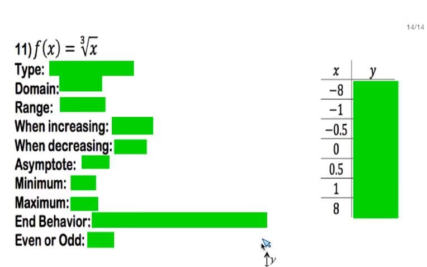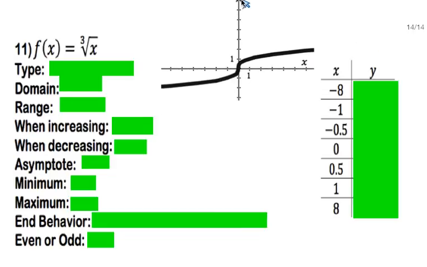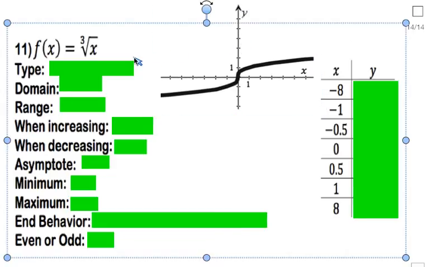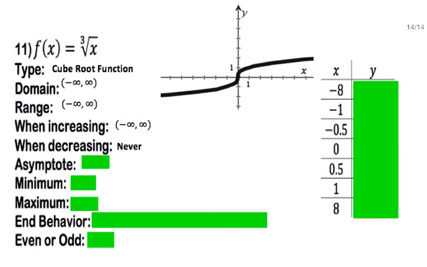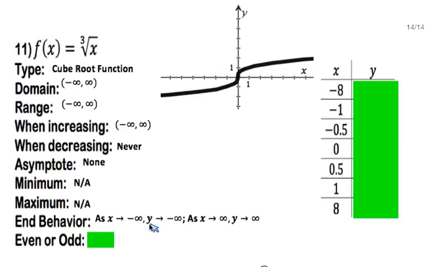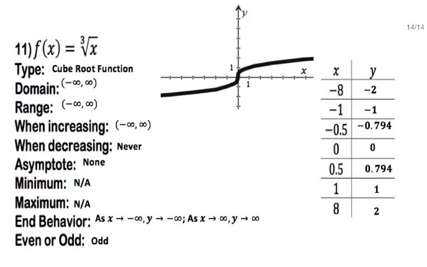All right, last graph. This is a cubic function. The graph looks like this. All right, it's not cubic, it's cube root. And here's the domain, the range. It's going to be increasing over the entire domain, never decreasing. I don't have any asymptotes. I don't have any minimum or maximum values. And as x approaches negative infinity, the left side of the graph is going down, the right side of the graph is going up. This is an odd function, and these are the table values that I want you to write in your notes.